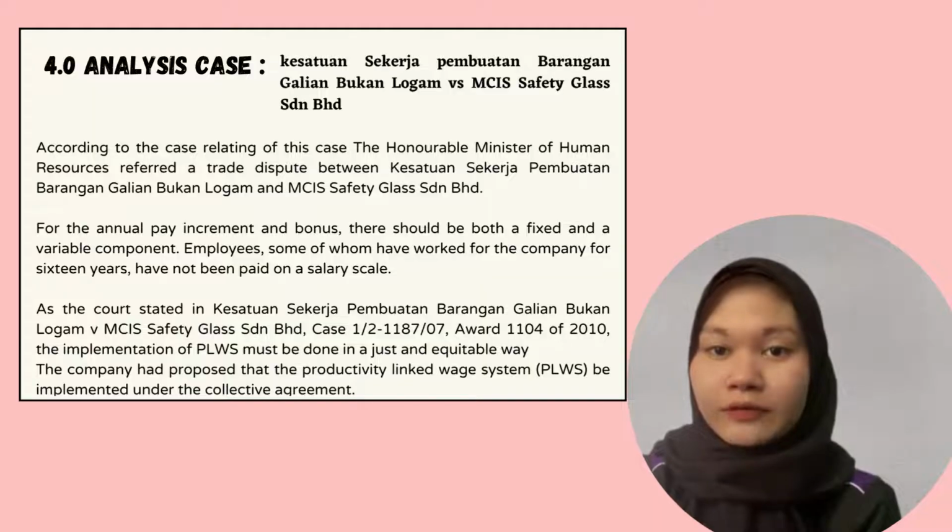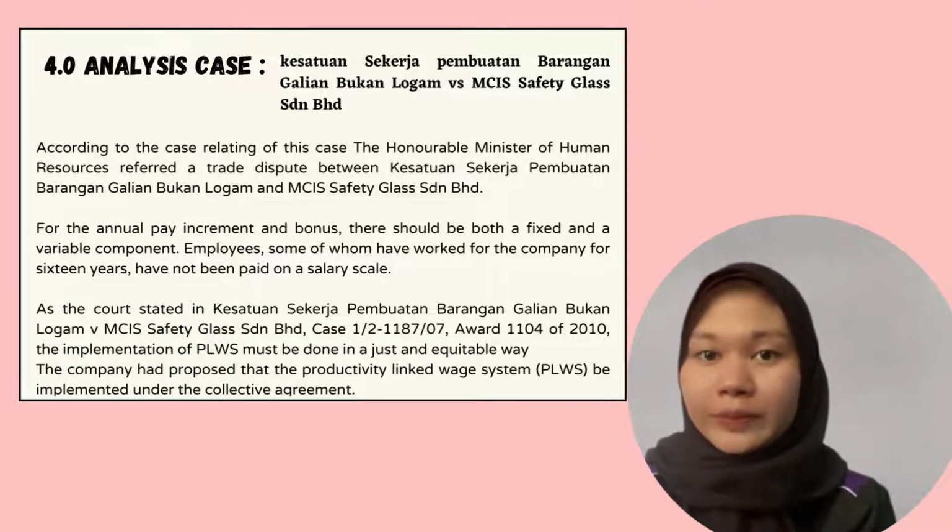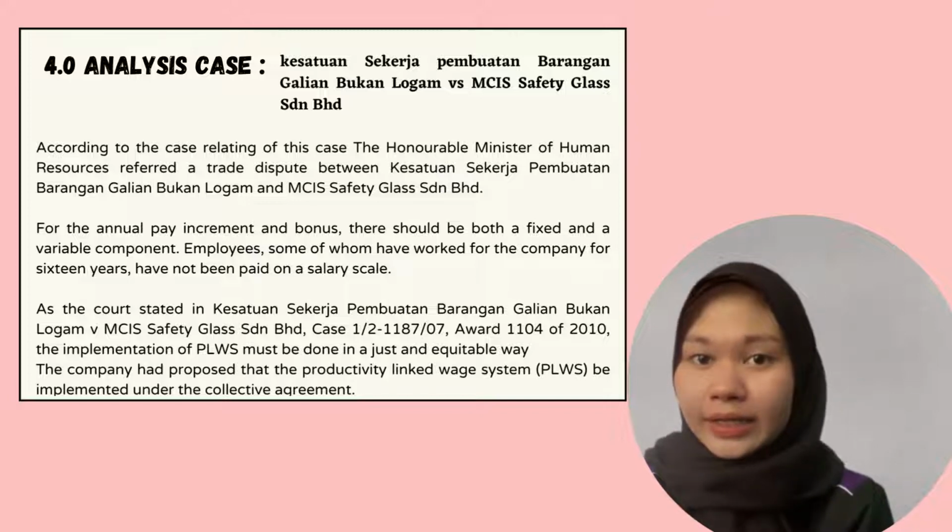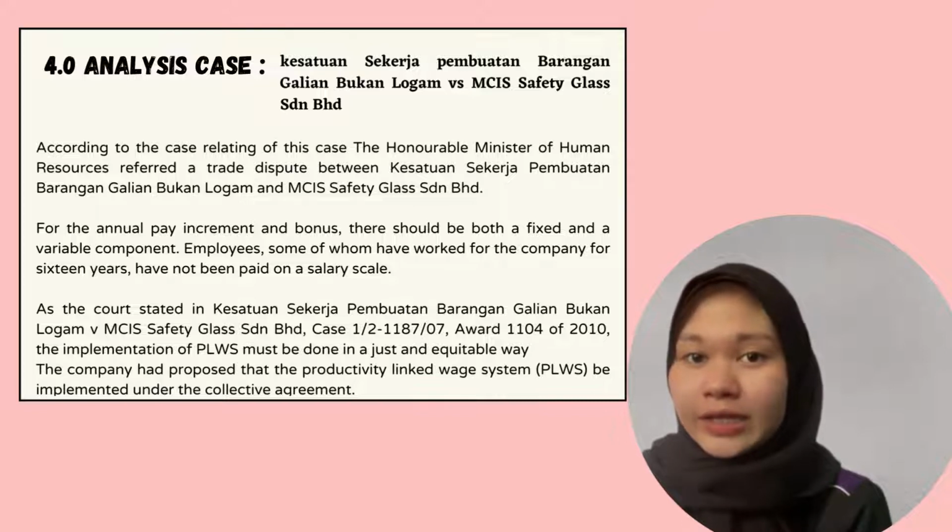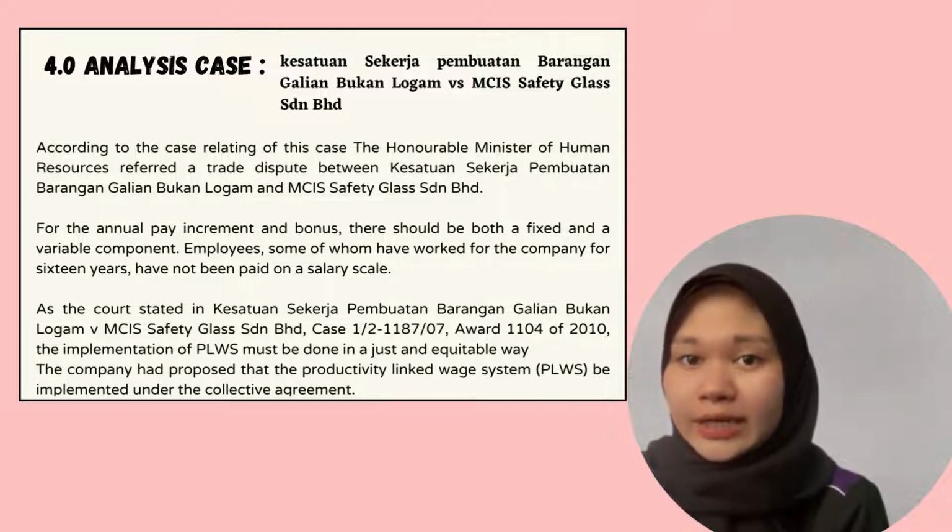That's all. For the analysis, the case relating to this topic is Kesatuan Sekerja Pembuatan Barangan Galian Bukan Logam versus MCIS Safety Glass Sdn Bhd. As the court stated, employees, some of whom have worked for the company for 16 years, have not been paid on a salary scale, a wage scale with minimum and maximum salaries for each salary group, as well as an annual salary increment, which should be in place. The court held to implement the productivity linked wage system, also known as PLWS, under the collective agreement. In conclusion, the PLWS would be the best system to use in the organization to implement a performance-based salary system.